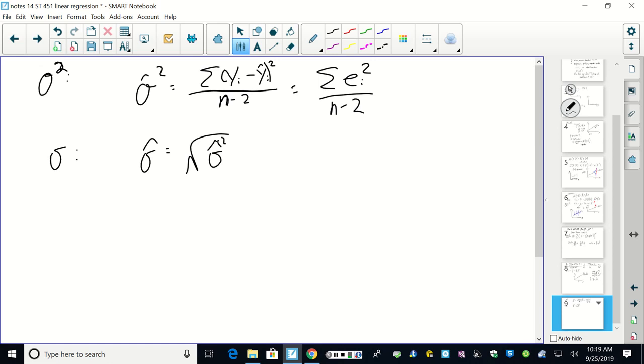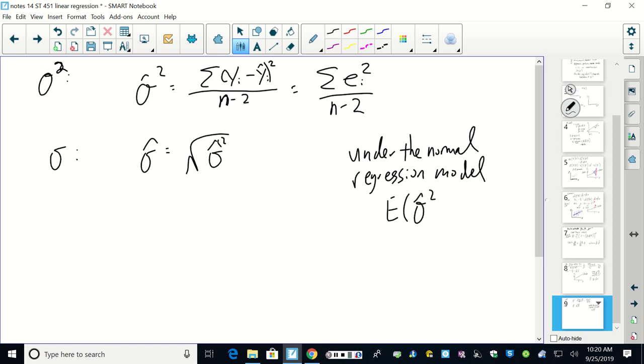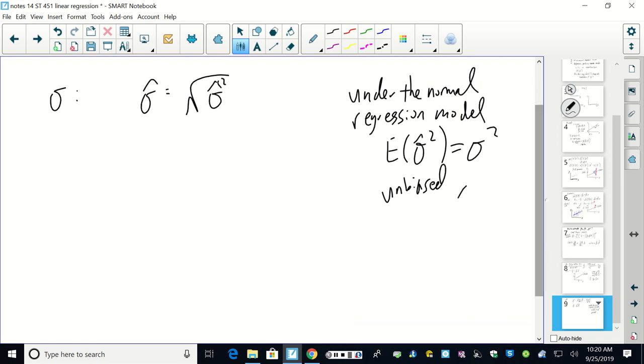We use n minus 2 because under the normal regression model, the expectation of sigma hat squared is just sigma squared, so it's unbiased. It also works for distribution theory.